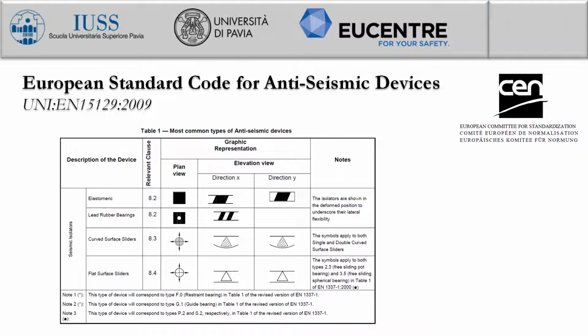Okay. So can I ask you? So yeah. The problem of flat surface sliders is that they rely purely on friction with their mechanism. That's why they are not useful as seismic devices, because we don't have recentering. Yeah, exactly. Okay. Yes. Yeah.